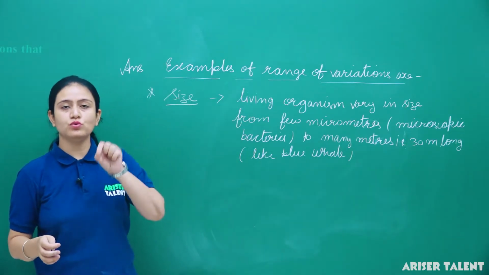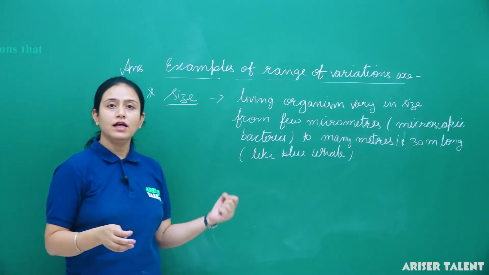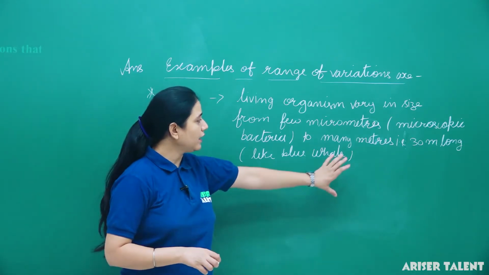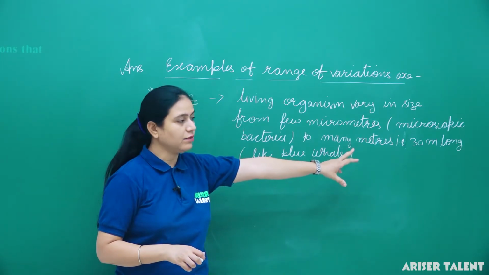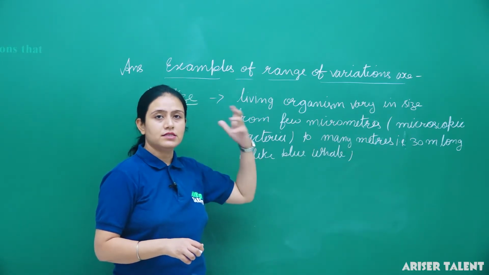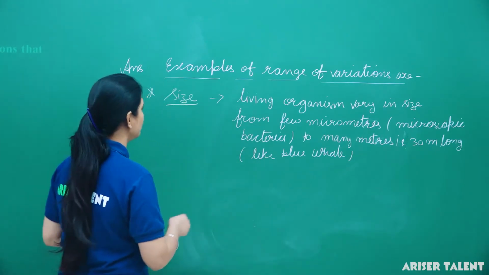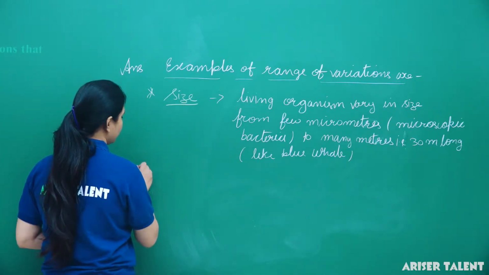One is so small that we can see it with the help of a microscope only, and another one, like the blue whale, is so long, 30 meters in length, that we can see it with the naked eye. Okay, another feature is lifespan.